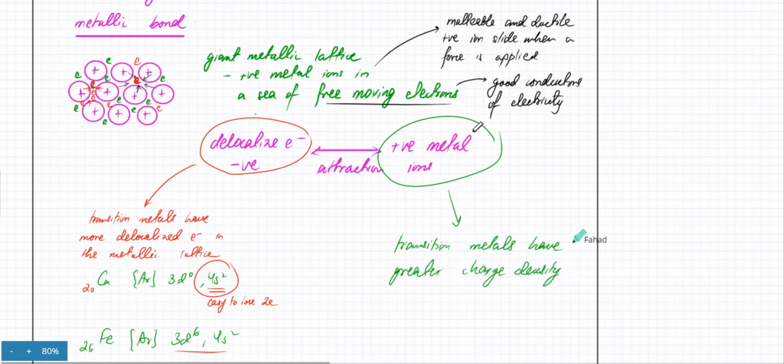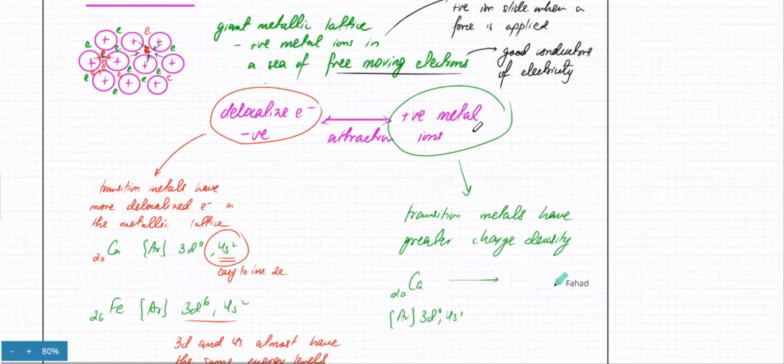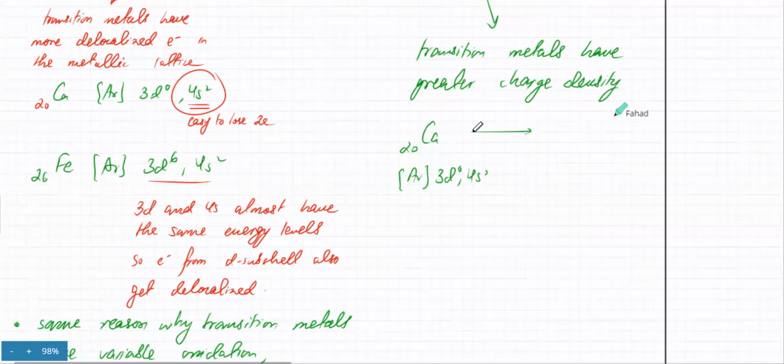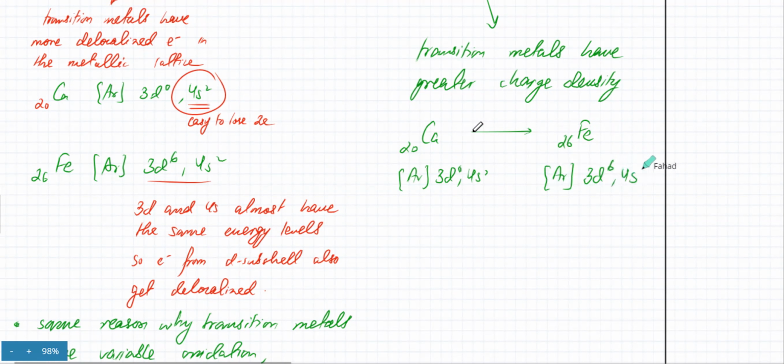So the reason why it's greater is that, look at calcium. Calcium has 20 protons. All of them have exactly the same electronic configuration, 3d0 4s2. As you move to the right of the periodic table, the number of protons increases. For example, iron, lying to the right, has 26 protons, and the electronic configuration is exactly the same.